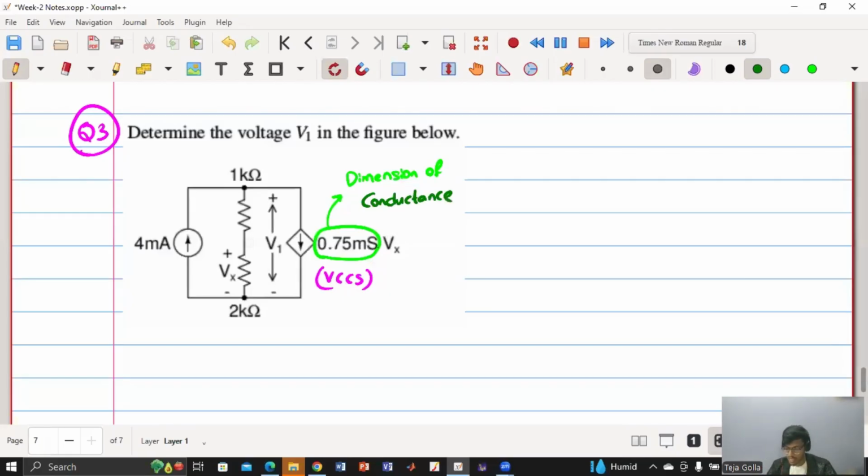So they're asking determine the voltage V1. Any idea how to solve this problem or how should we start? If this meeting ends, please join back. Then we can continue. Until then, we can continue our discussion. Any idea how you want to proceed with this question? Anyone? Any idea?